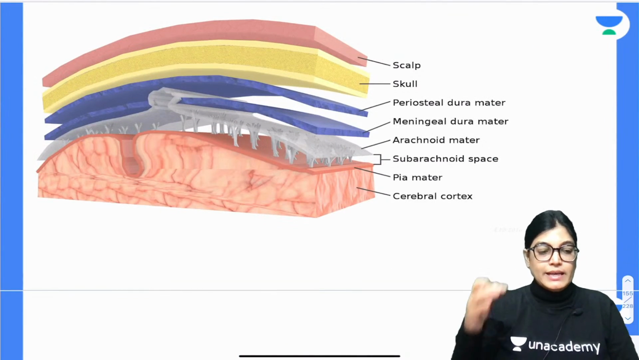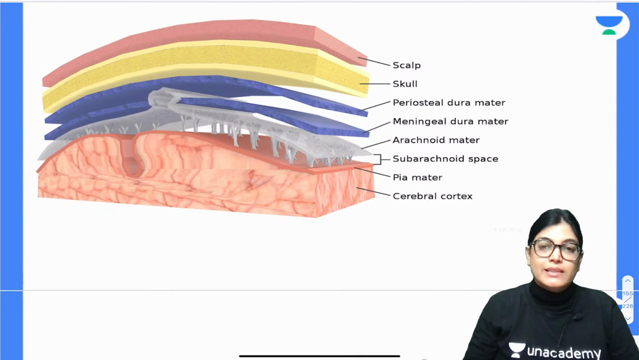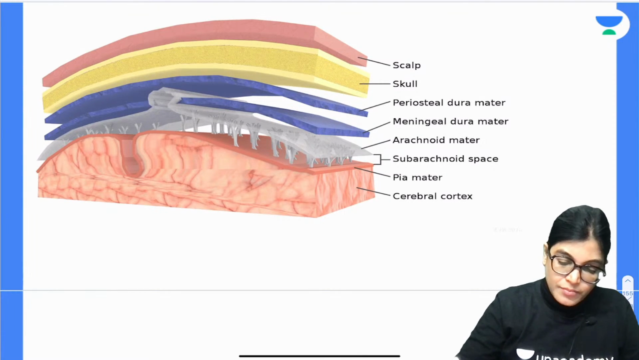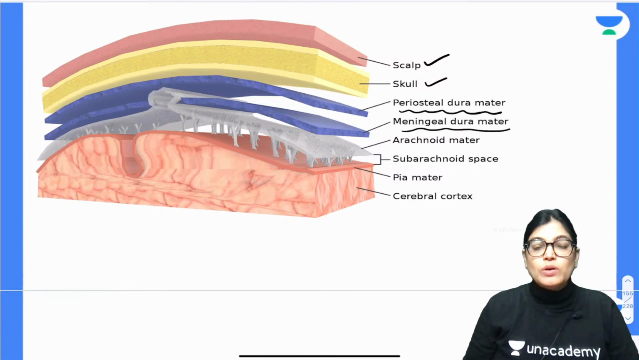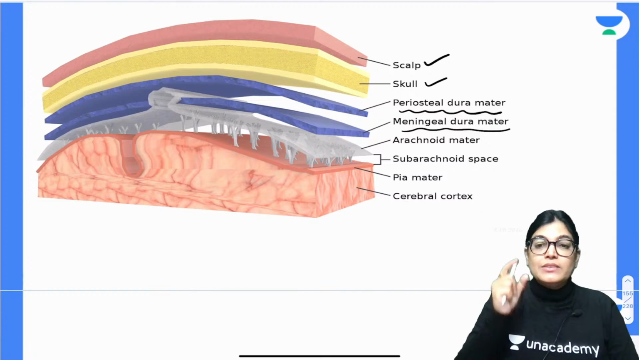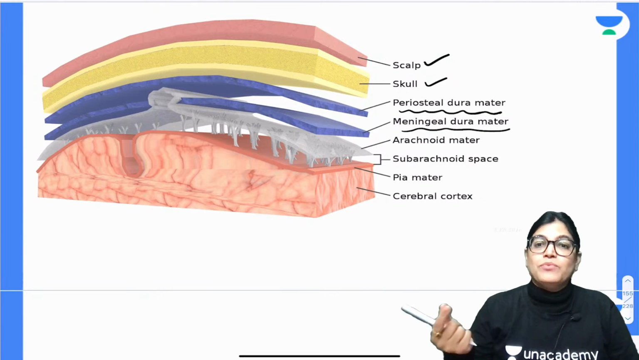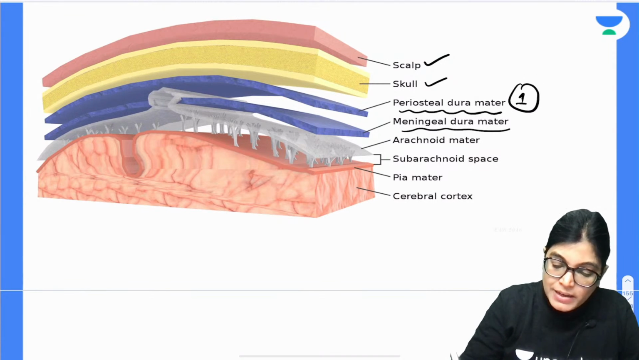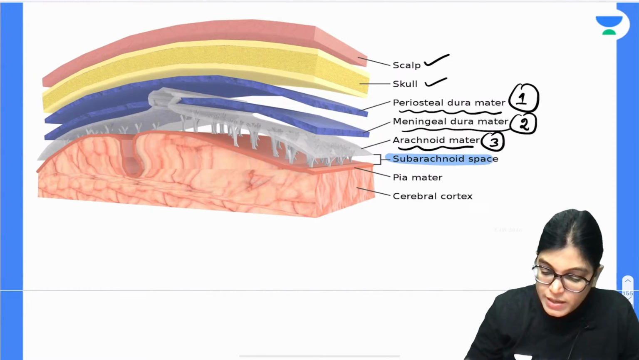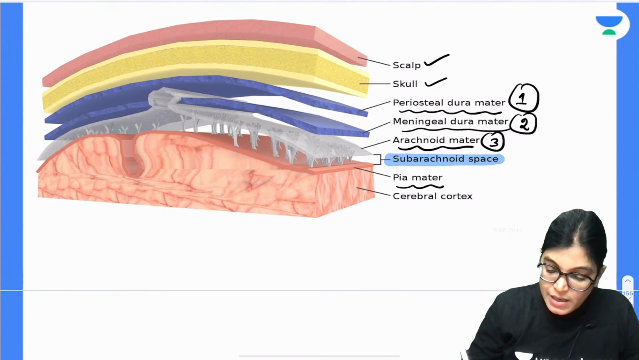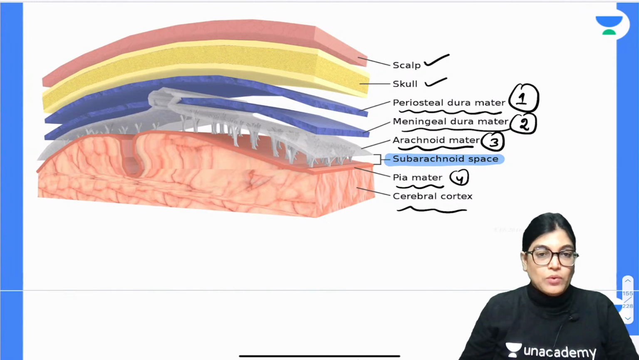Now, let's talk about the layers from outside to inside. Let me show you a diagram, a schematic diagram to help you understand the layers. From outside, the first layer is the scalp. Under the scalp is the skull, and then the layers of the dura mater. In the spinal cord there is a single dura layer, but in the brain there are two layers: the outer periosteal layer of the dura mater and the inner meningeal layer. Next is the arachnoid mater, then a space called the subarachnoid space, and then the pia mater. Then we reach the cerebral cortex. So this is the layering from above to down.